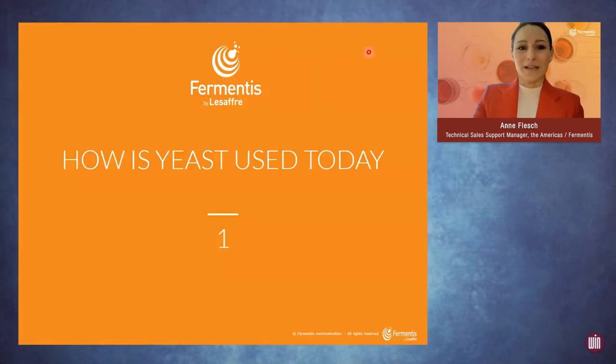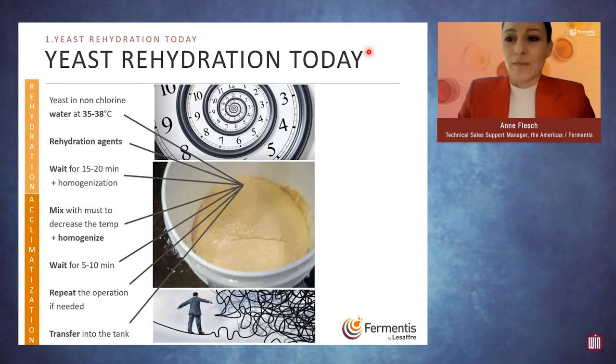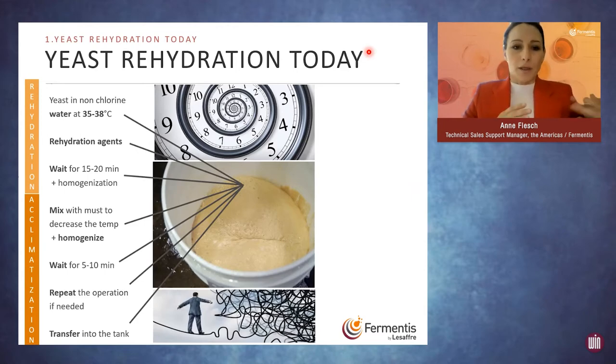So let's start with how is yeast used today in wineries? So just an overview picture. Today, most yeast on the market come with a recommendation of what we call yeast rehydration and also acclimatization. So the process looks like this. Usually you start with sprinkling yeast, the right quantity of yeast in non-chlorine water at a very short range of temperature between 35 to 38 Celsius.